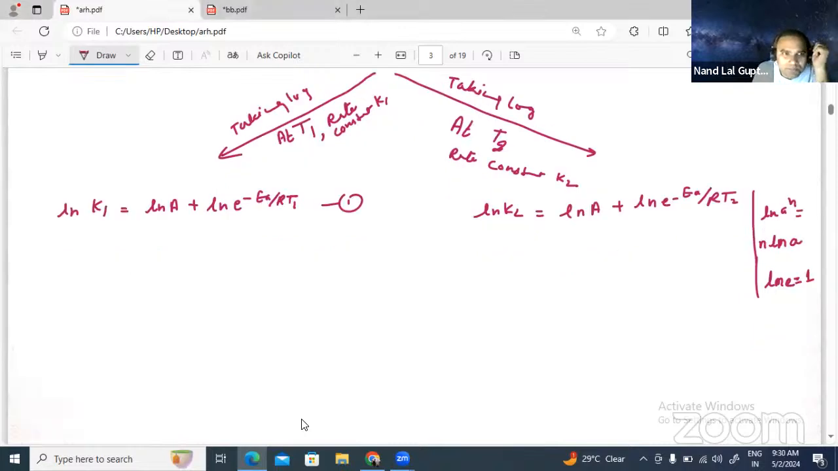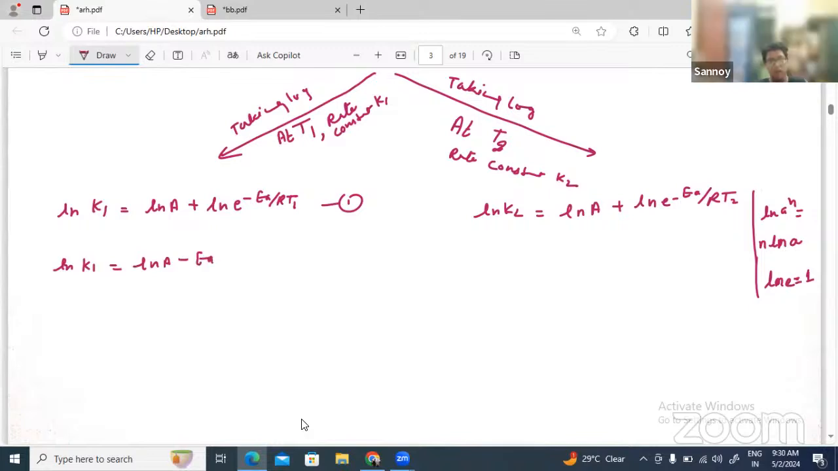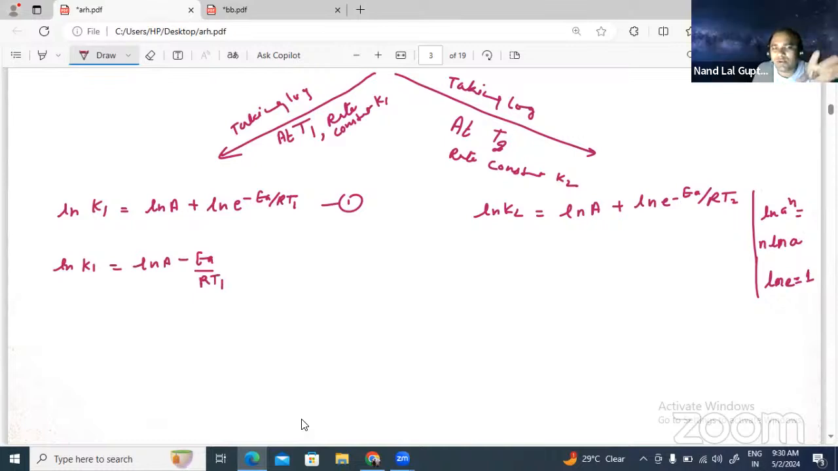So here you see ln K1 equal to ln A, and then we are splitting. So minus Ea upon RT1, and ln e is 1, not 0. ln e is 1. So we are not writing it, because if you are multiplying, then it will be ln e, and ln e's value is 1. So nothing to write, there is no use.